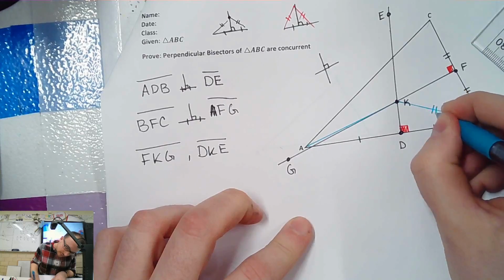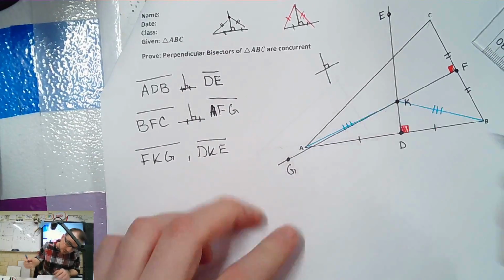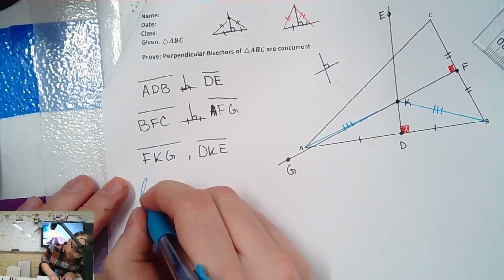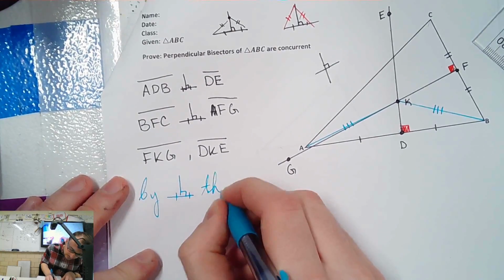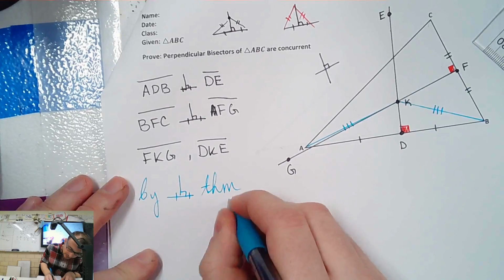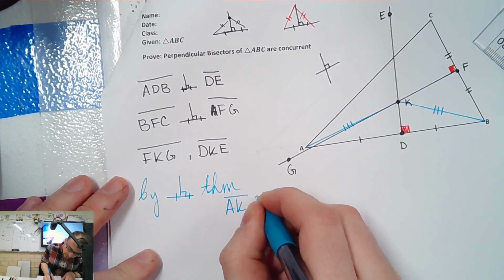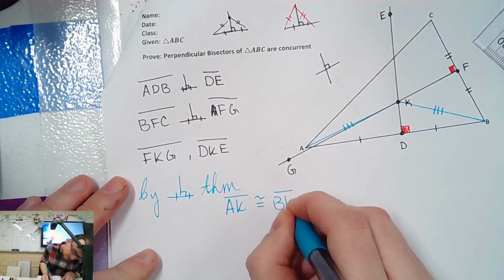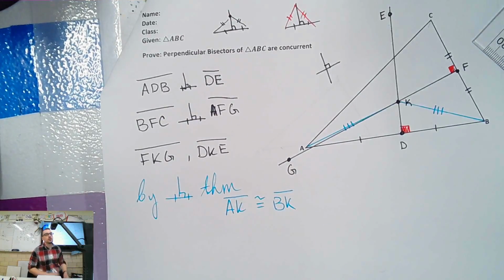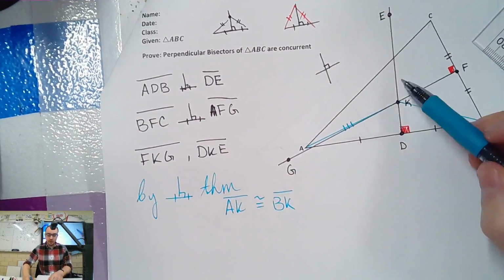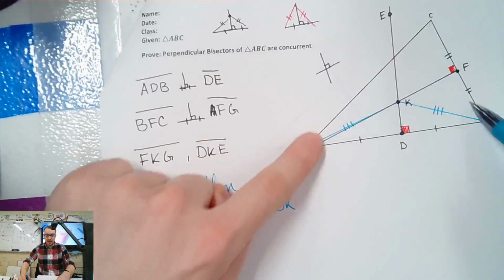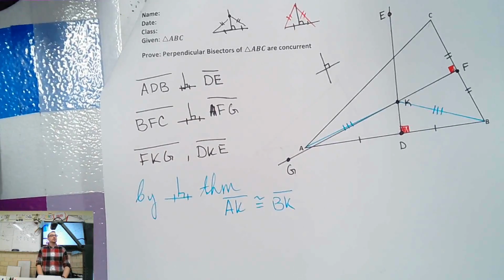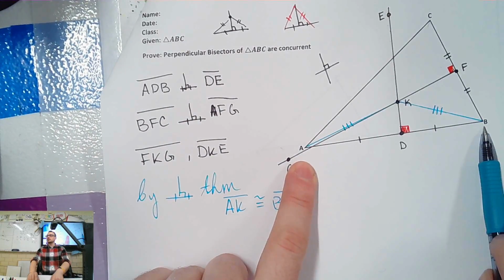So I'm going to connect those up and draw them in. So by perpendicular bisector theorem, AK is congruent to BK. You cool with that? It's on the flagpole. If I drew a point up here, it would be the same distance from here to here too. E is the same distance from A to B. Anything on that flagpole is going to be the same distance to the endpoints of that segment. Cool.